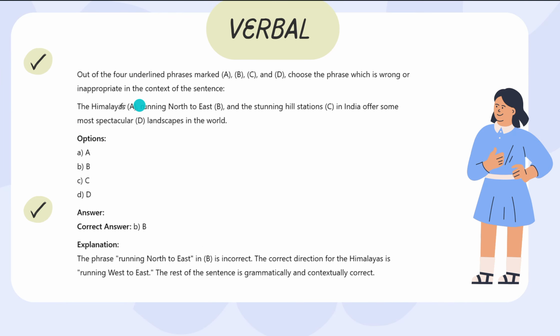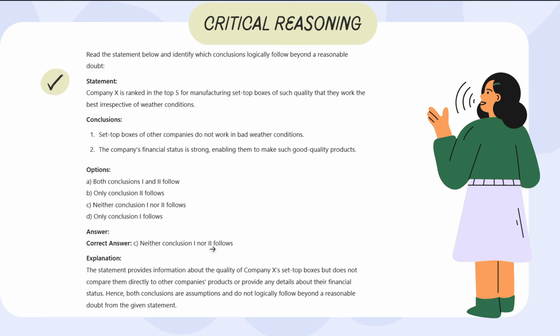And this is again the same question. Okay, this is from critical reasoning. Now let us see. Read the statement below and identify which conclusions logically follow beyond a reasonable doubt. A company X is ranked in the top 5 for manufacturing set top boxes of such quality that they work the best irrespective of the weather conditions. This is the statement and these are the conclusions. You have to identify which conclusion logically follows beyond a reasonable doubt.